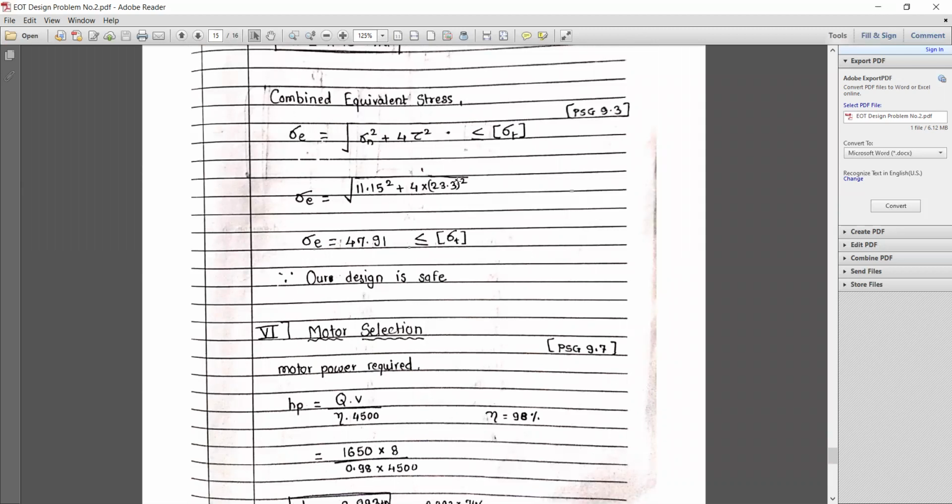So sigma equivalent is equal to the square root of sigma n square plus 4 times tau square. The equation is referred on page number 9.3. The condition is that it should be less than the design sigma t. Okay, let's see. Putting the values of sigma n and tau, we get the equivalent combined stress as 47.91, which is lesser than the design sigma t value. So our design is safe with respect to the drum.